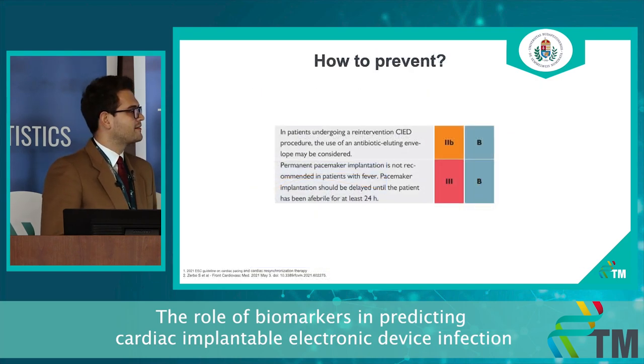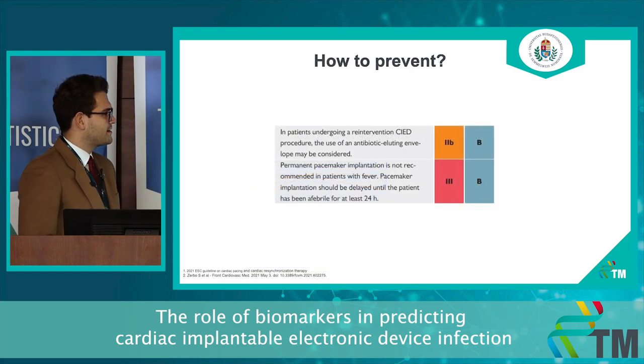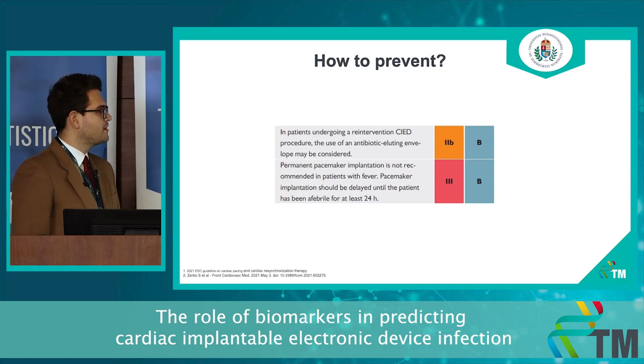But how can we prevent infection? In the guidelines, we find that we should use antibiotic eluting envelopes in case of patients who are undergoing repetitive interventions, and that we should delay pacemaker implantation in case of patients who are presenting with fever. But we don't really find any strict recommendations in case of patients who are presenting with subclinical infection.